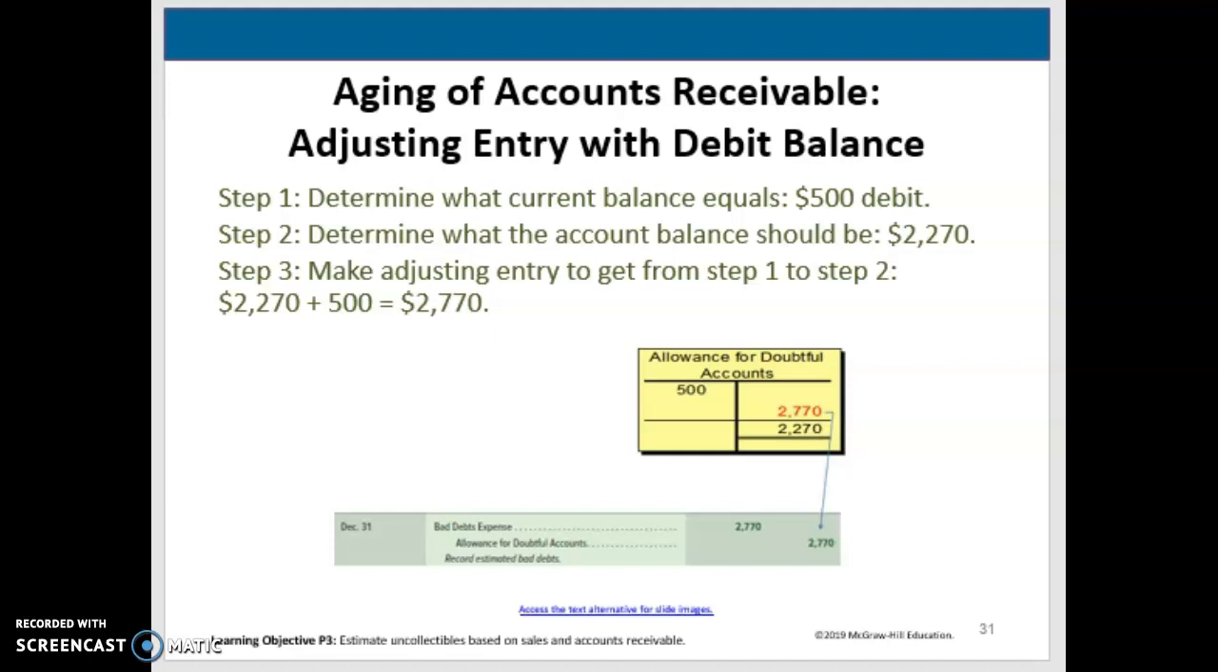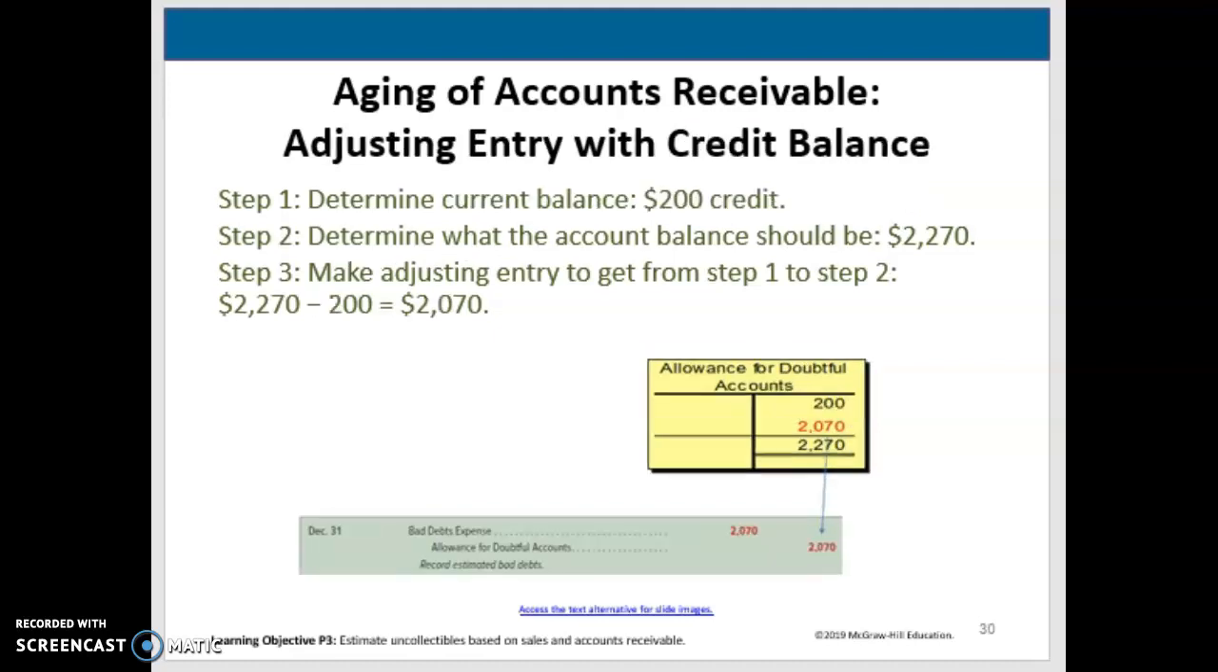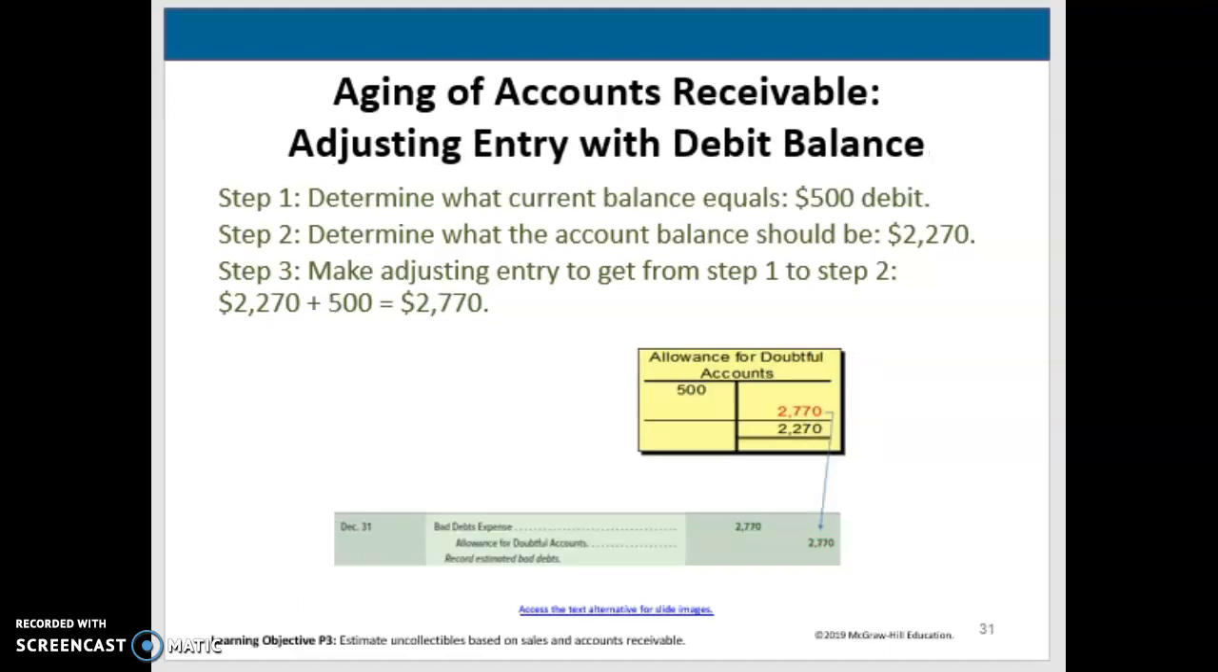What we need to remember is that just like we just did here, this one had a $200 credit, so we're going to subtract to get the difference. But if there's a debit balance, we have to add, because we have to bring that $500 to 0 and then add what we need to get. So if it has a $500 debit balance and we need it to be $270 credit, we have to adjust it by $770 and do the same entry.